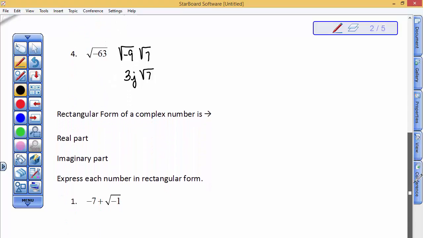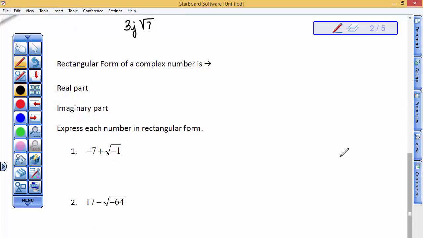I do want you to know that a complex number now is going to be in terms of two terms. a is going to be called the real part of a complex number, and b times j is going to be called the imaginary part of the complex number. So we call the square root of a negative number an imaginary number.